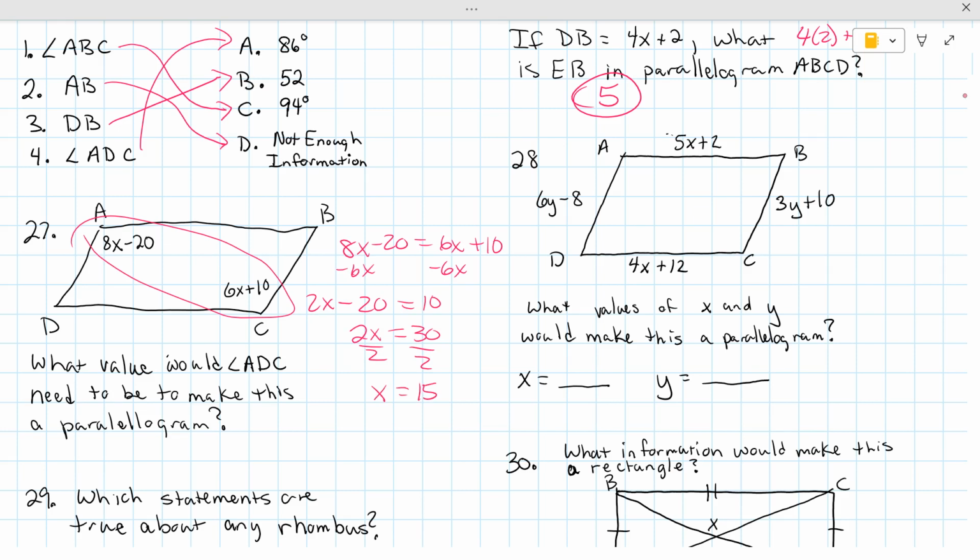So if x equals 15, 8 times 15 minus 20, 8 times 15 is like 120, minus 20 is like 100. So this is 100 and this is 100. So what would ADC be? Well, if these two are each 100 and these two are supplementary because they're part of a parallelogram, those would both have to be 80. So 80 is what ADC has to be to make it a parallelogram.